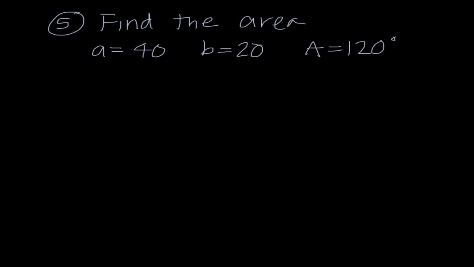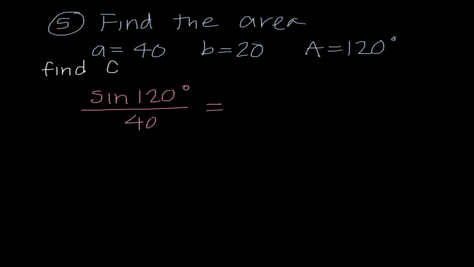Number 5, we're moving on to something a little bit tougher because here I have sides A and B, but they don't give us angle C. They give us angle A instead. So somehow I need to find angle C. And I'm going to go ahead and use law of sines. So I'm going to do sine of 120 over 40.